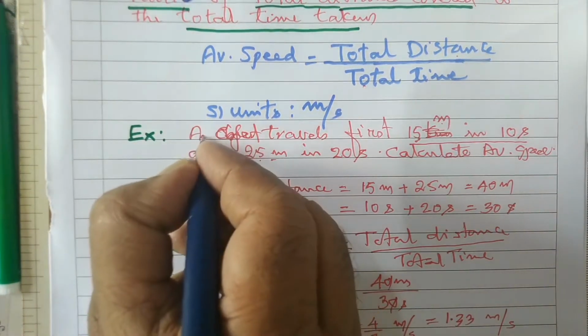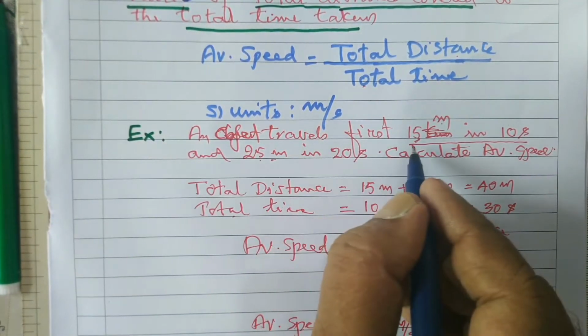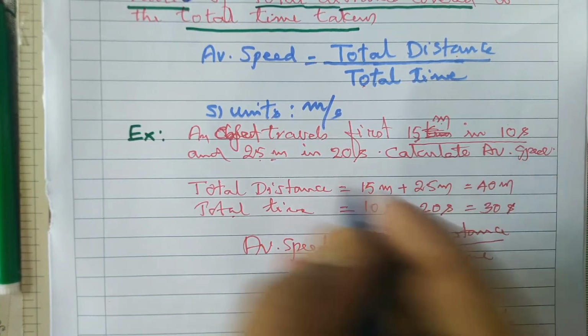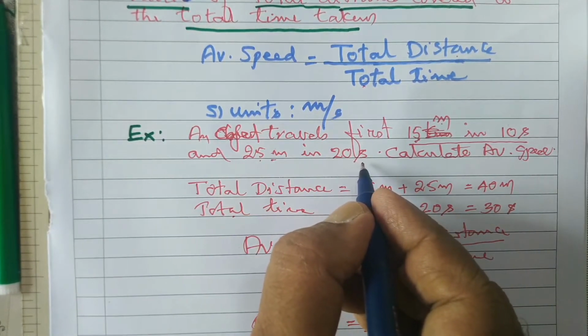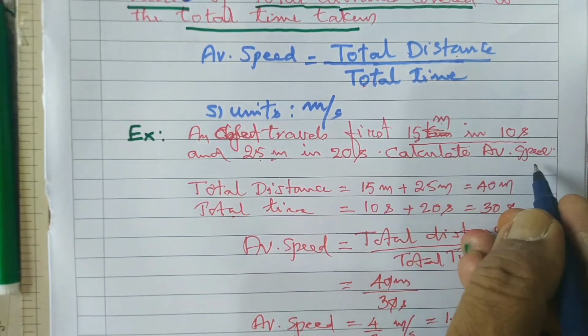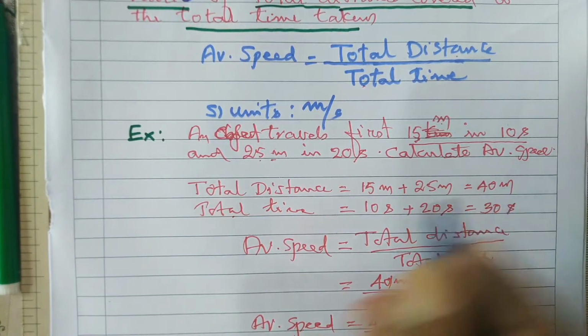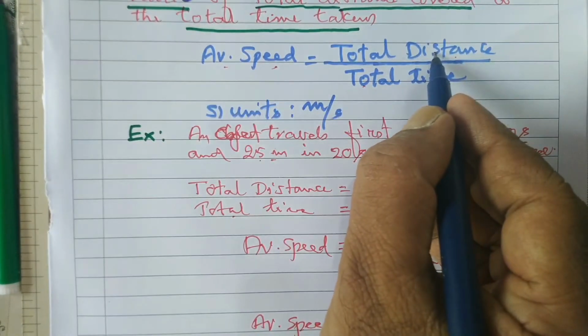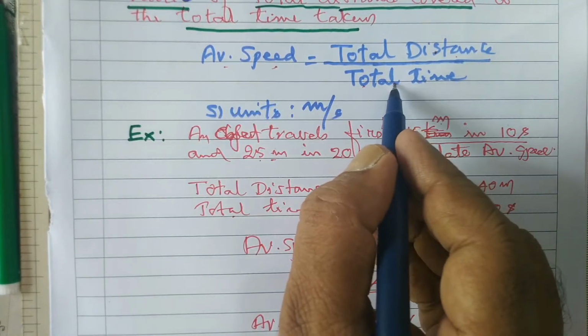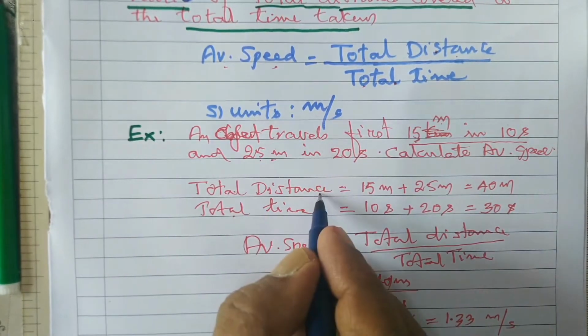An object travels first 15 meter in 10 seconds and next 25 meter in 20 seconds. Two parts. Calculate the average speed. Easy one I have taken first. What you have to do to calculate the average speed? Total distance is to be taken. Total time is to be taken first. Total distance, let us calculate first.